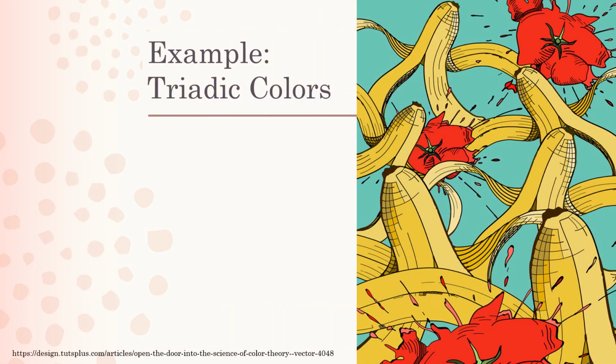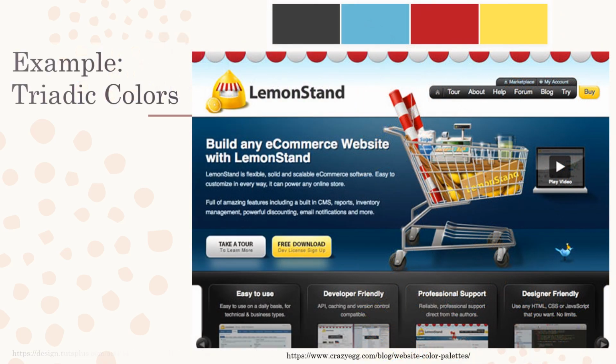Here you can see an example of triadic colors. This example is a picture that is painted based on the triadic colors. The header of this website used almost a triadic color scheme, with blue as the background color, yellow for the main buttons, and we have red color in the header and in the trolley picture. Although there are other colors, these three colors are the dominant colors.